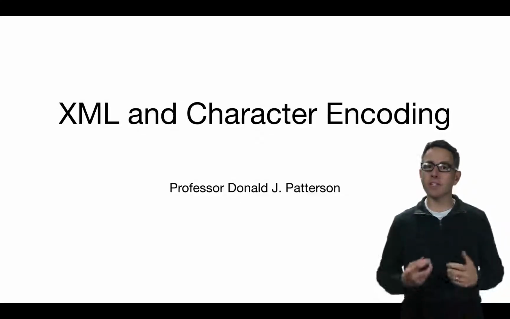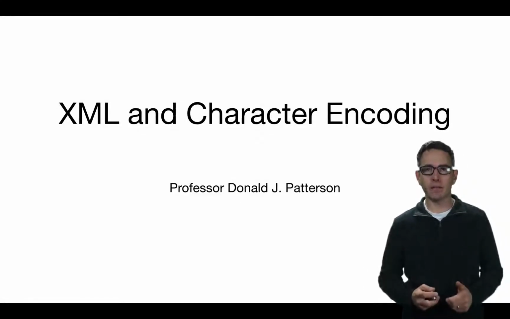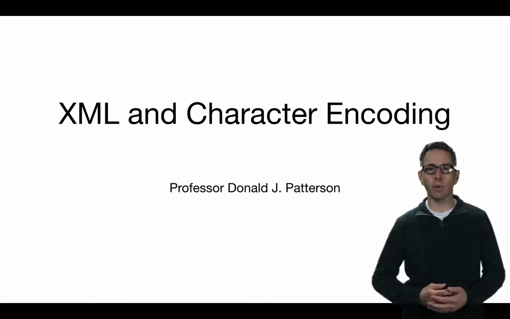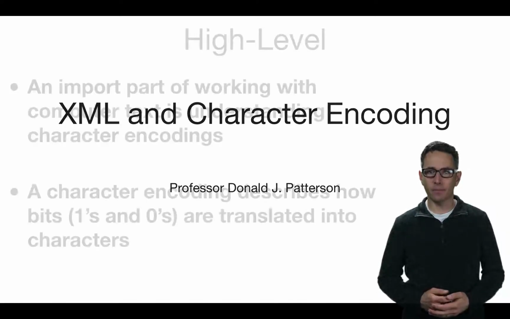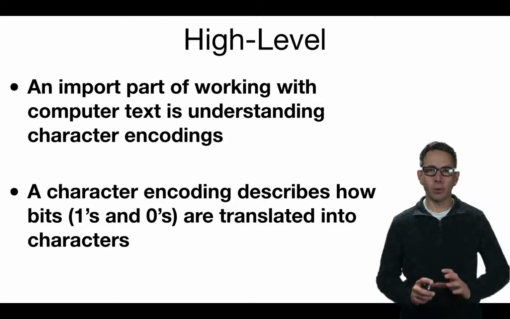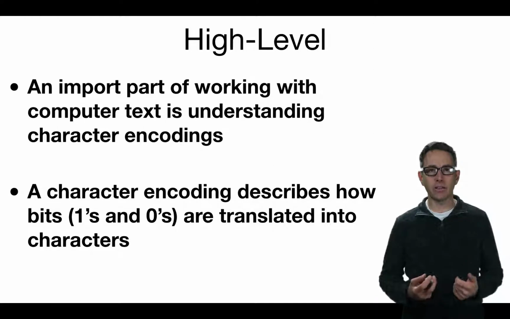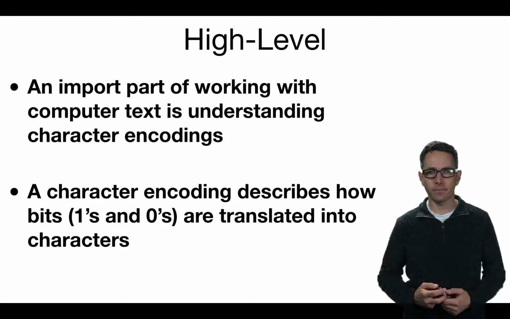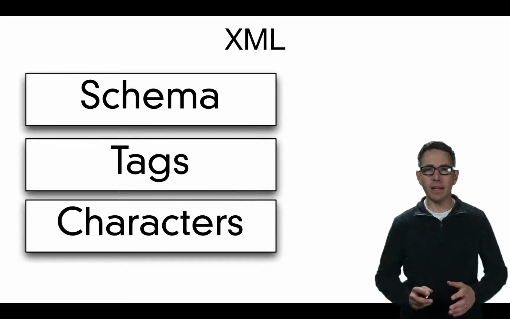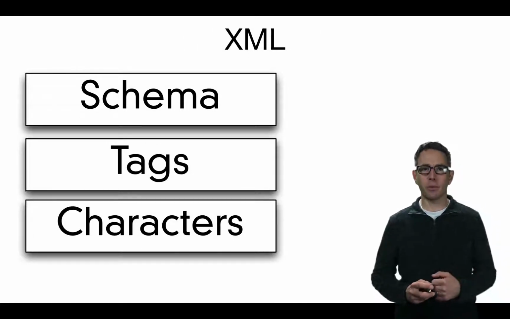Since XML is just a text file, at the basis of XML, you need to understand a little bit about character encoding. These are the ways in which characters are created from the ones and zeros in the XML text file. So at a high level, an important part of working with computer text, whether it's XML or not, is understanding character encodings. Character encoding describes how the bits, the ones and zeros that are stored in a file, are translated into characters.